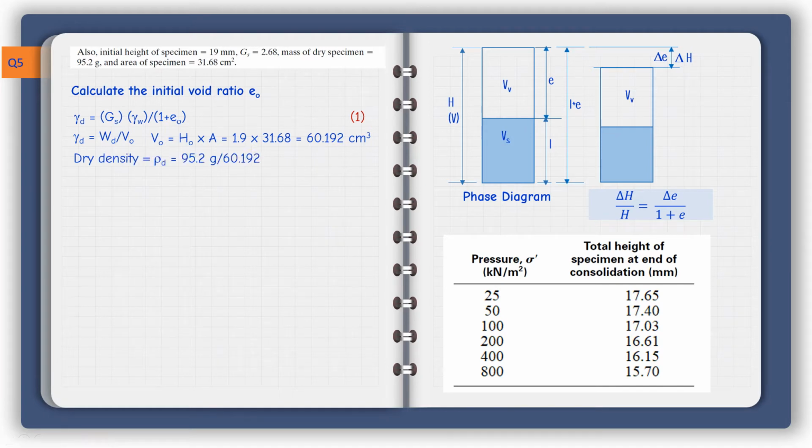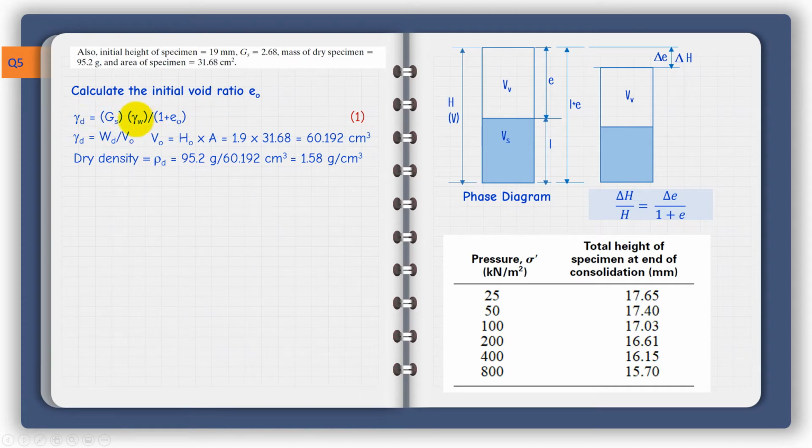When we use gamma dry, it is the unit weight. When we say gamma, it is the unit weight. You will see next that its units are kilonewton per meter cubed. And when we refer to the density, which is the mass divided by the volume, we call it the dry density, and the notation here is rho d. So the dry density is the mass, 95.2 gram, divided by the volume we just calculated. So I have here the dry density as 1.58 gram per cubic centimeter.